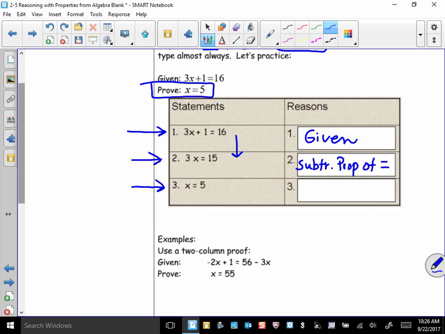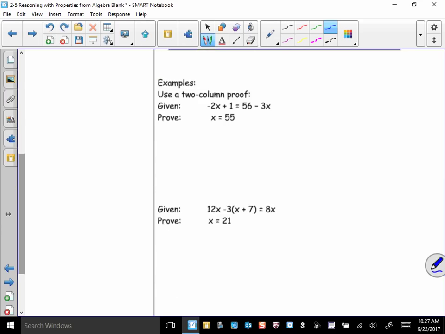Okay, so what did we do to get from step 2 to step 3? Well, we divided both sides by 3, right? So this reason is going to be the division property of equality. And that's it. You just did your first proof. Congratulations. Let's do another. That was fun, right?